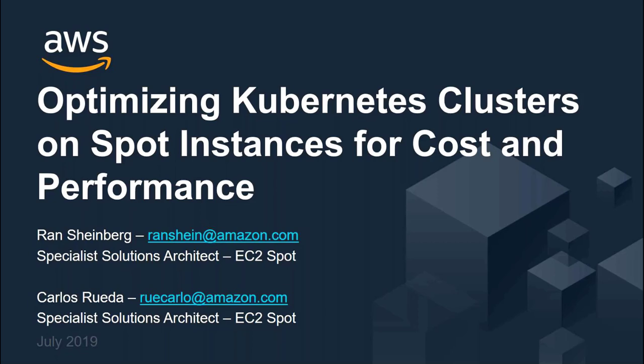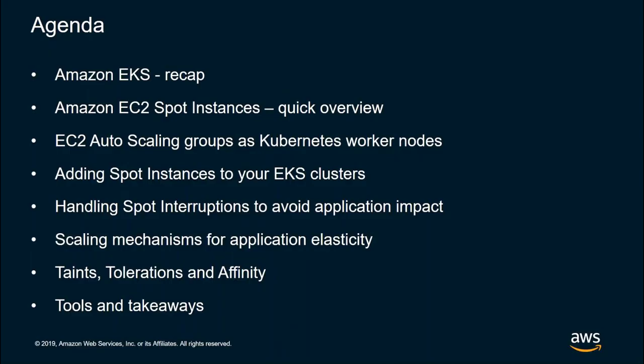Today we're going to talk to you about how to run Kubernetes worker nodes as Spot instances in your EKS clusters. This is the agenda that we're going to cover in this session. We're going to do a quick recap and overview of EKS and Spot instances. We're going to go over auto-scaling groups and how to use them as a tool to provision Spot instances for your Kubernetes clusters worker nodes.